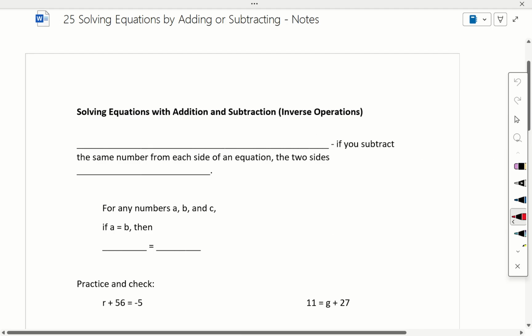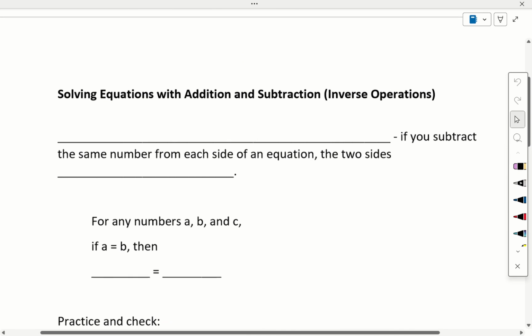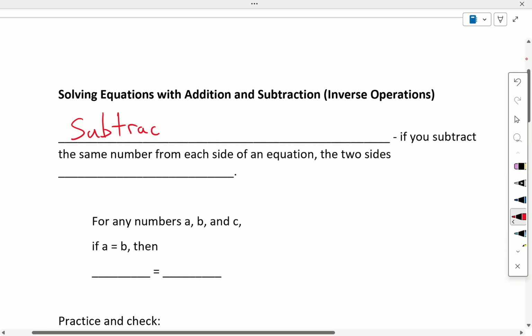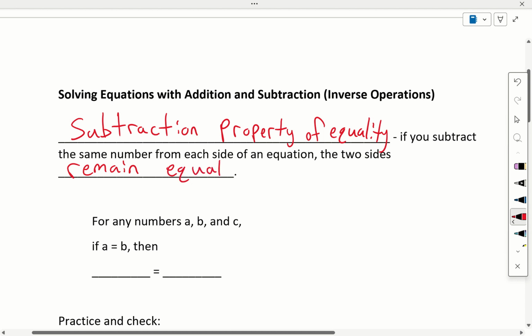You have these notes right here: solving equations with addition and subtraction, inverse operations. Here we go. The subtraction property of equality. If you subtract the same number from each side of an equation, the two sides remain equal. I kind of hinted at that a moment ago.